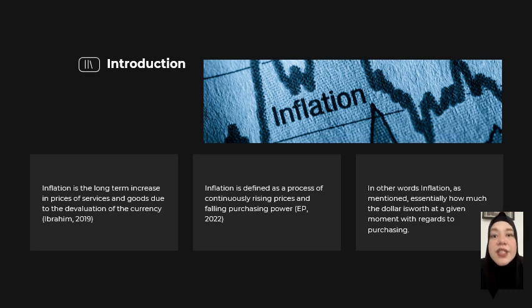Now we will go to the introduction to inflation. Inflation refers to the general rise in price and the decline in the purchasing power of money over time. Essentially, when inflation occurs, each unit of currency buys fewer goods and services.